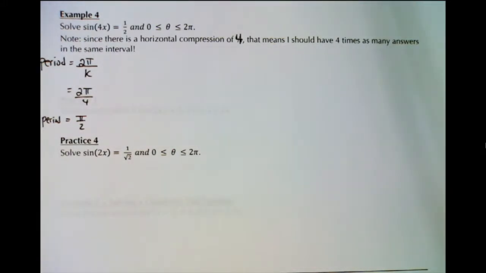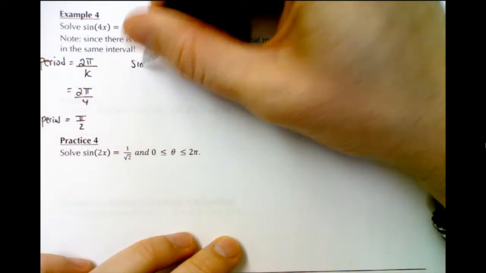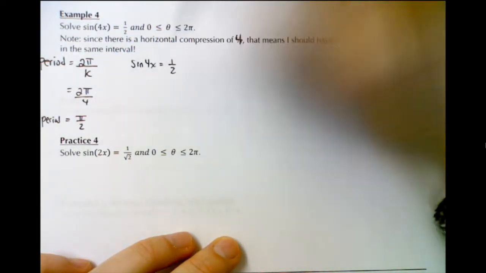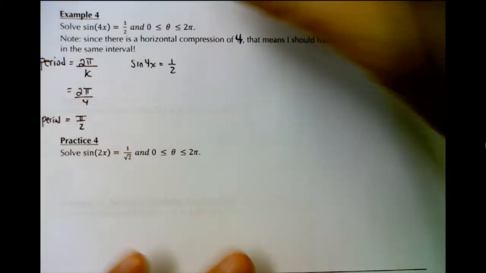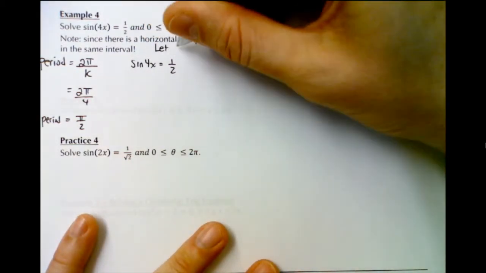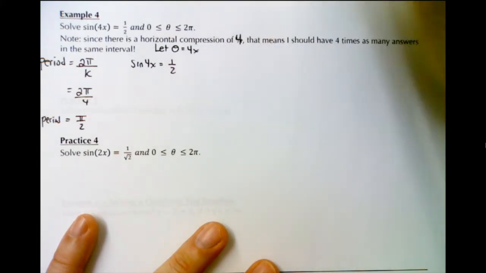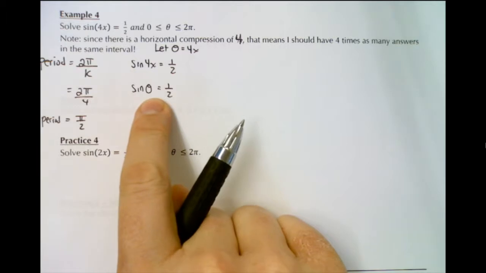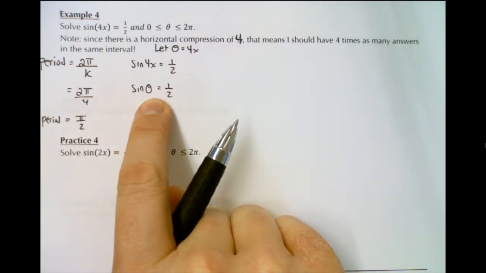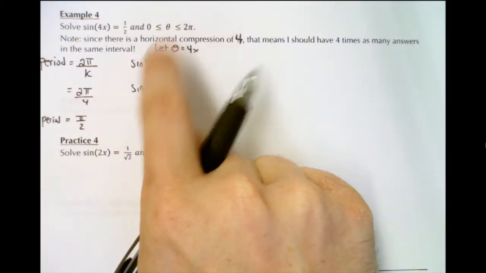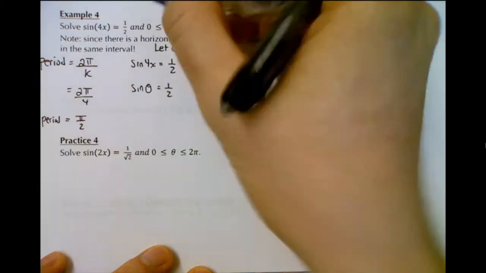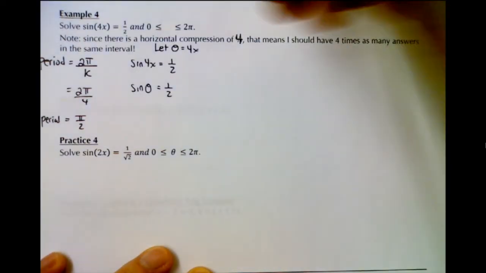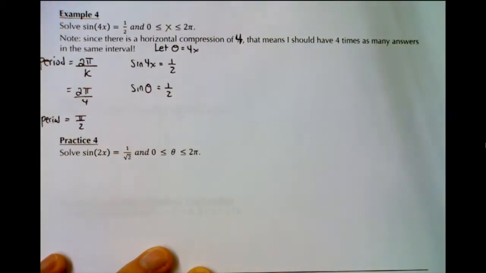Now, to simplify this equation, sine 4x equals 1/2, we could make this a little bit more familiar by making a substitution and say, let's let theta represent 4x. So this looks more familiar. Well, if we do that, we get sine theta equals 1/2. And if we were asked to solve this equation, that's actually quite easy. We've done a question just like this. Sine x, where x is between 0 and 2 pi.